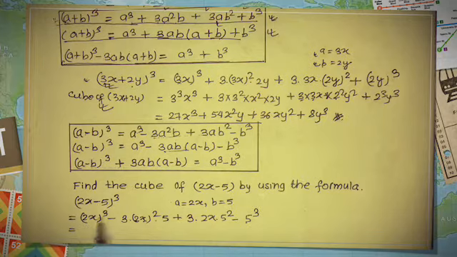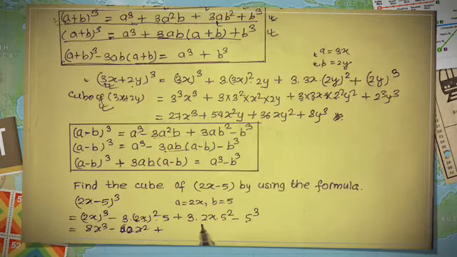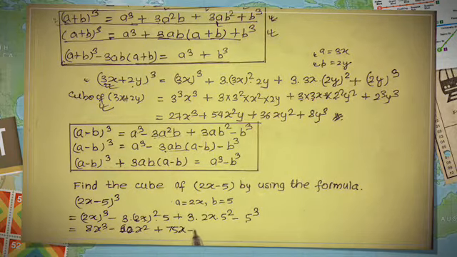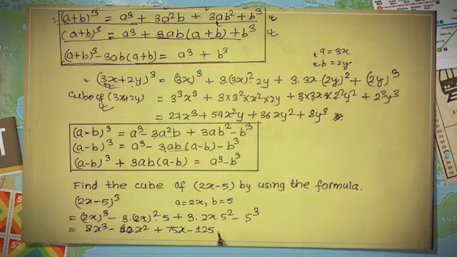That is, 2 cube means 8 and x cube is x cube, minus 3 times 2 square, that is 4, and 3 times 4 is 12, and x square, 12 times 5 is 60 x square, plus 25 times 2 is 50, times 3 is 150 x, and that is minus 125. This way, the cube of 2x minus 5 using this formula, we have to do like this.